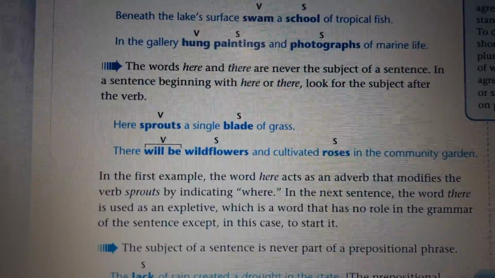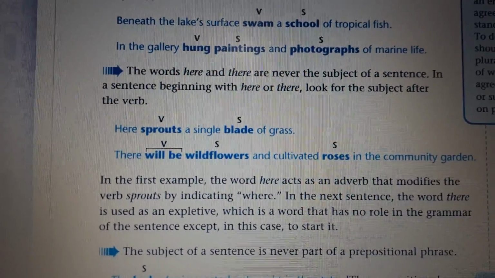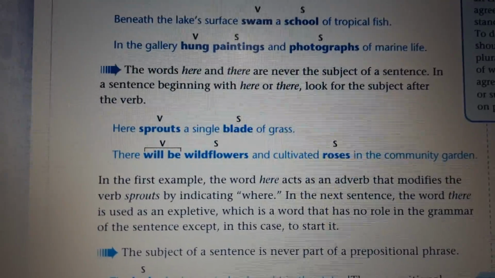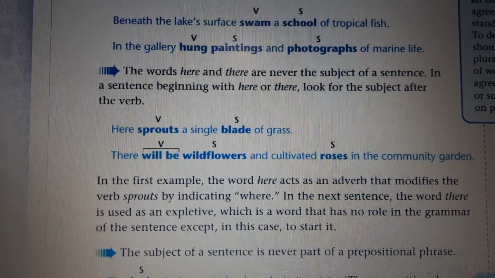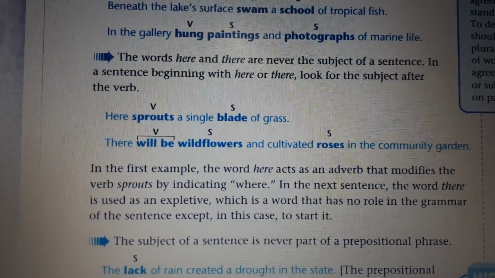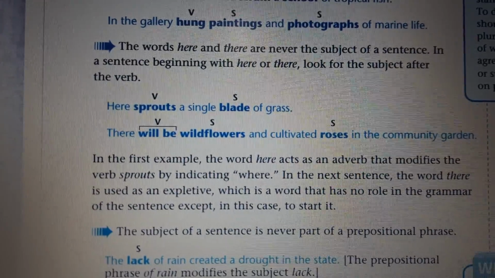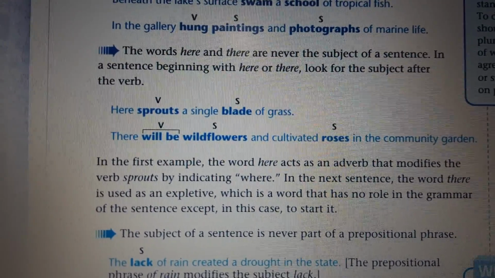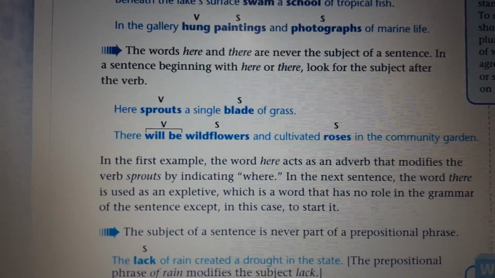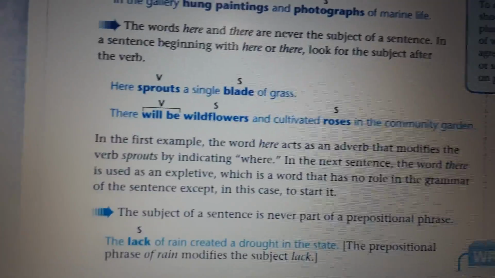So here, you have to know this, you have to recognize this, and you have to be aware that after here you cannot write a verb. And the word there in the second sentence is used as an expletive, which is a word that has no role in the grammar of the sentence, except in this case. So you have to know by heart that after here and there, there are no verbs. Okay, so let's see here.